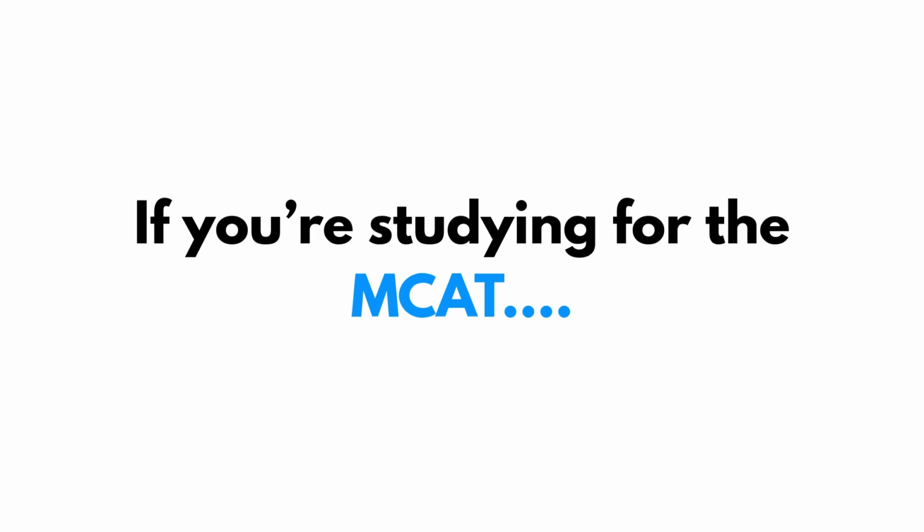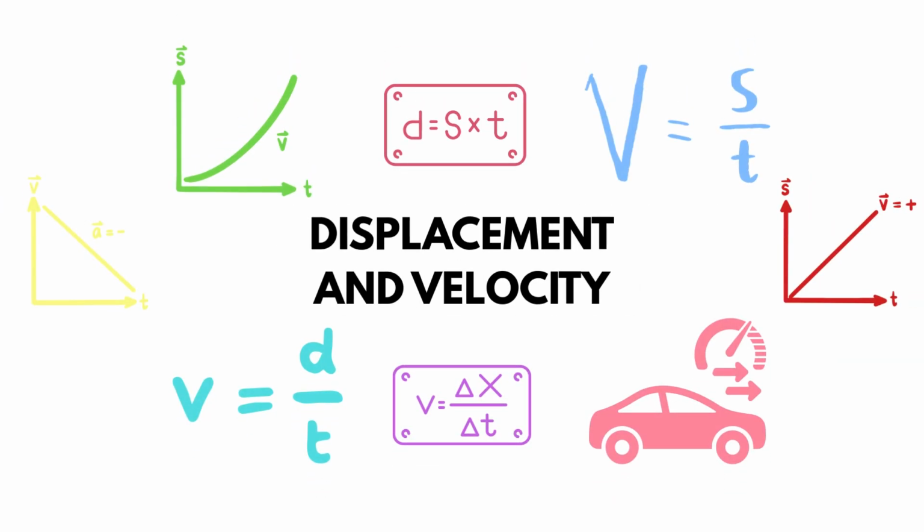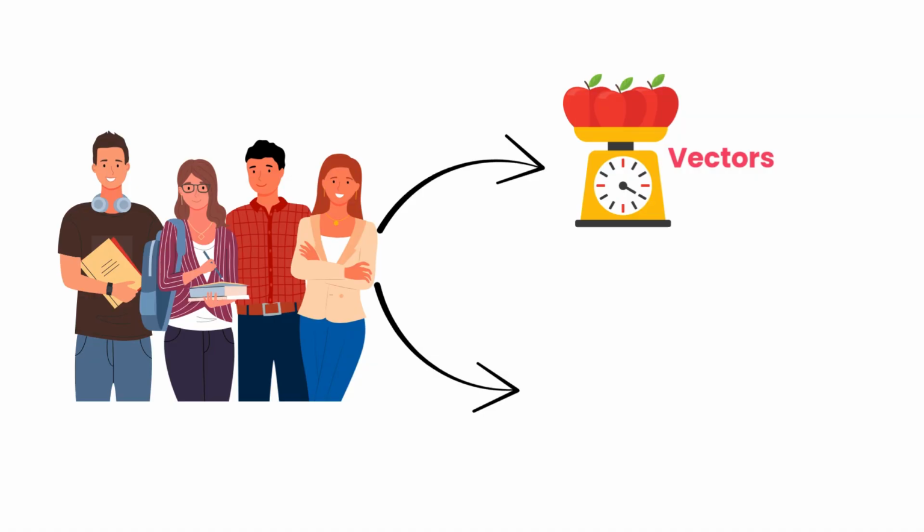Hey, if you're studying for the MCAT, this video is for you. Displacement and velocity are high-yield topics in the chemical and physical foundation section, and students often lose easy points by mixing up vectors and scalars.